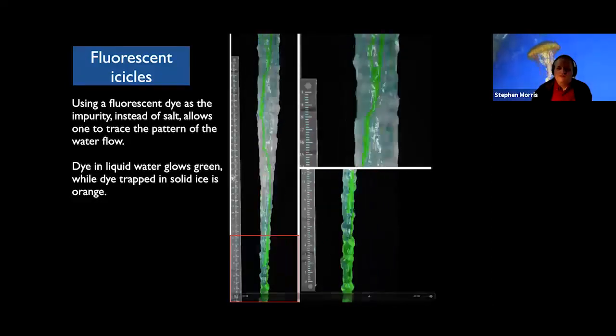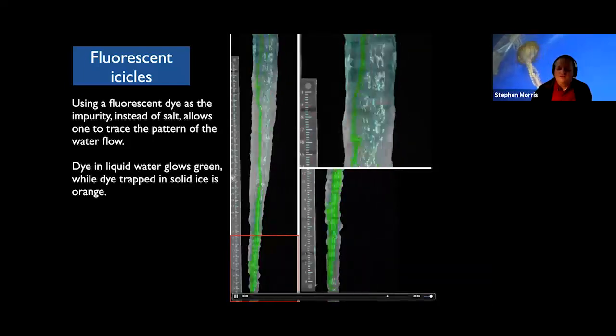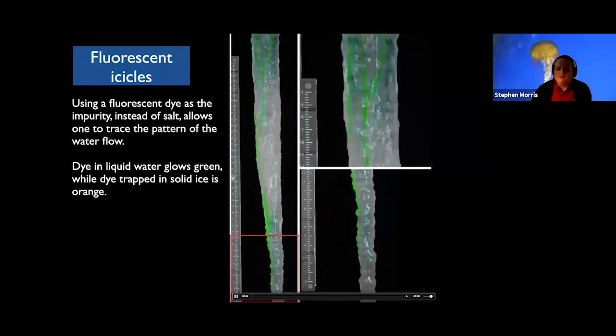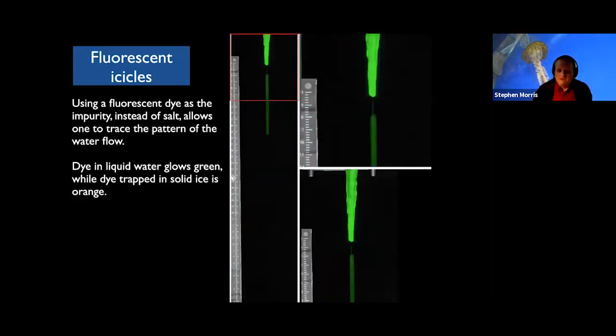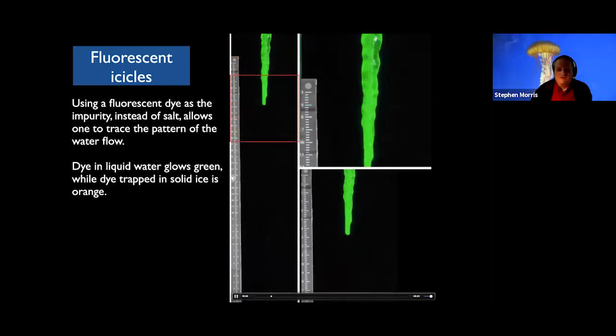So here we see an icicle growing, and you see the tip going downward, and the tip is completely covered with dyed water, but the sides are not. Let me just do this again here. The running water is actually confined to little rivers that run down the sides of the icicle.